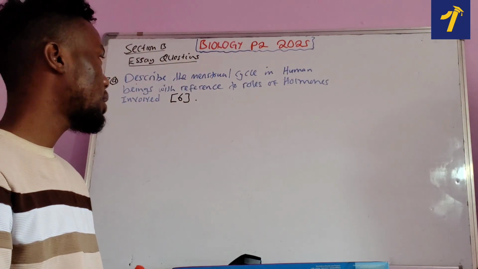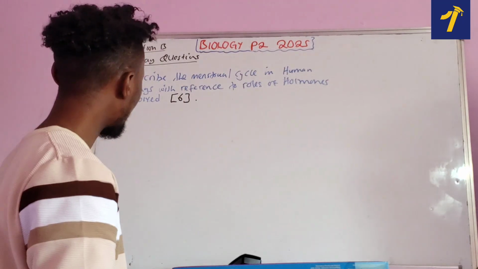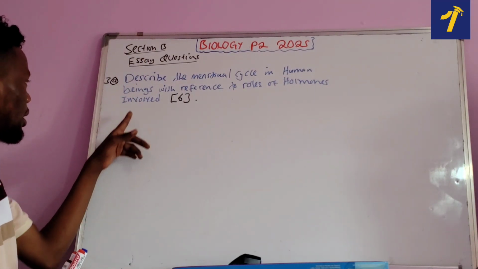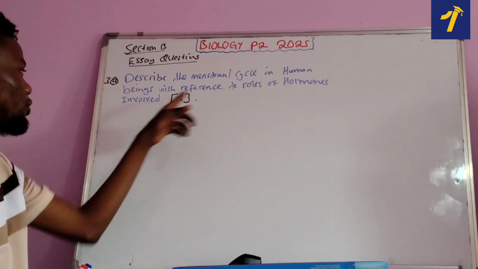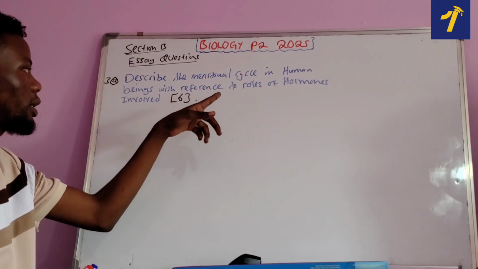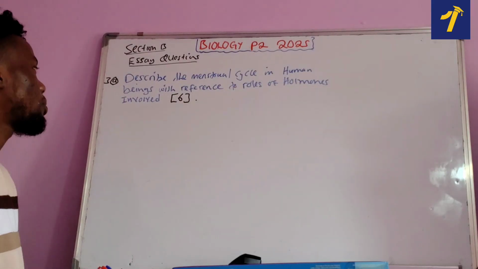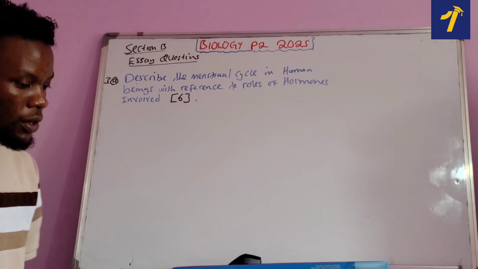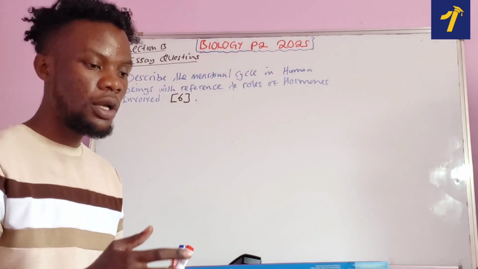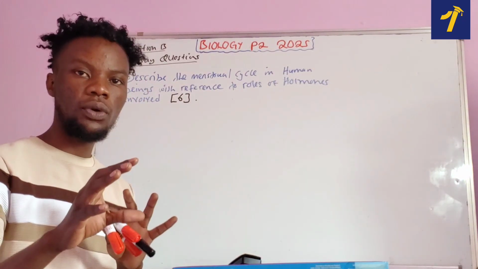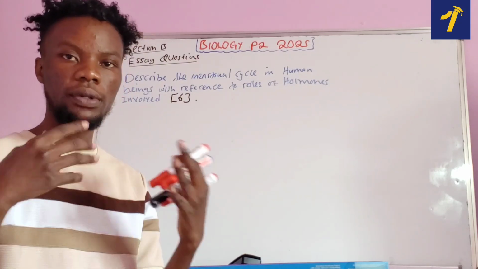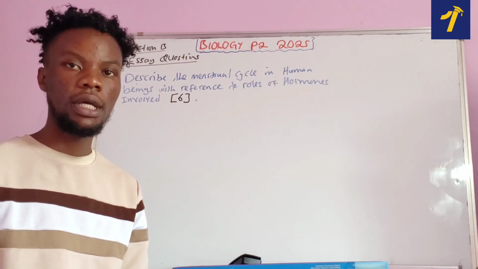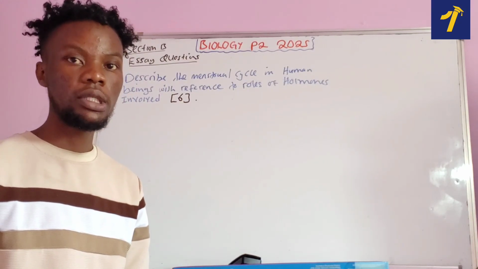Okay, now let us start answering this question. So the question reads, describe the menstrual cycle in human beings with reference to the roles of hormones involved. Okay, so now they are saying we need to describe the menstrual cycle in reference to the hormones, because there are some hormones that are produced during the menstrual cycle.